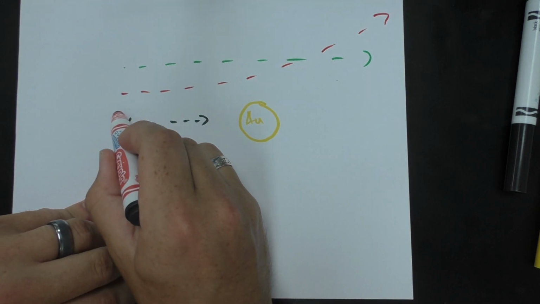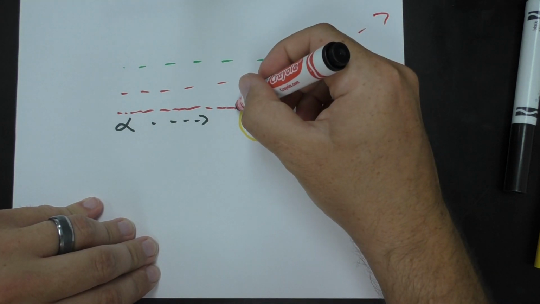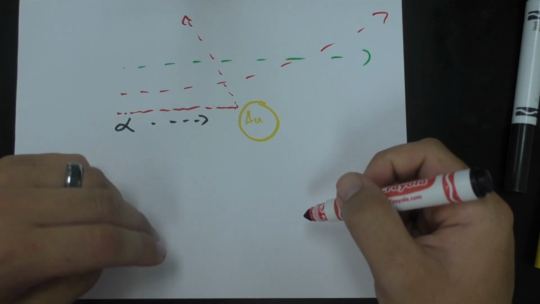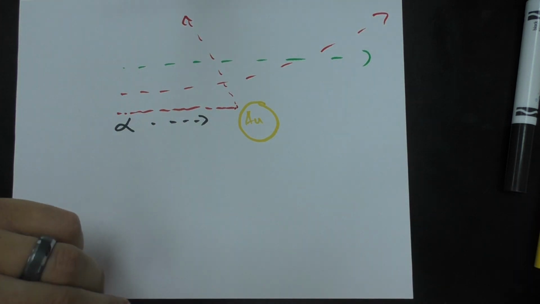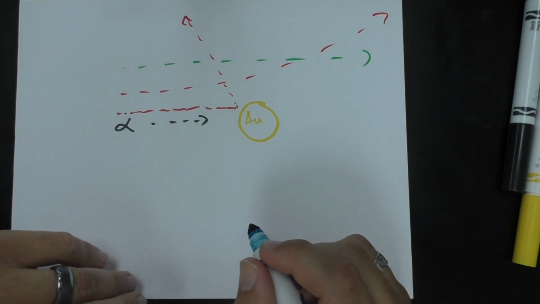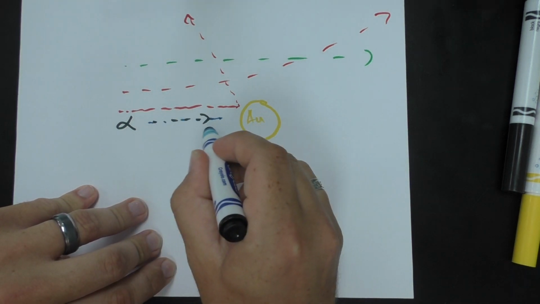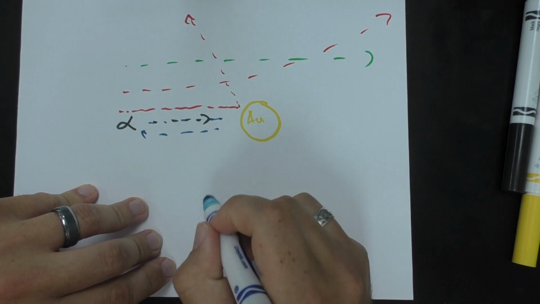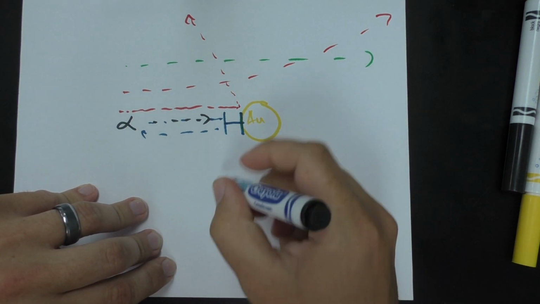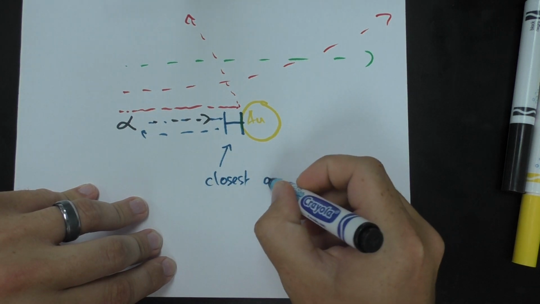Even fewer still that get too close to that nucleus will bounce off in that direction there. So we get those very heavily deflected alpha particles. And even fewer still go straight in and come straight back out. Now, actually, this distance here is an important distance. We call this distance the closest approach.